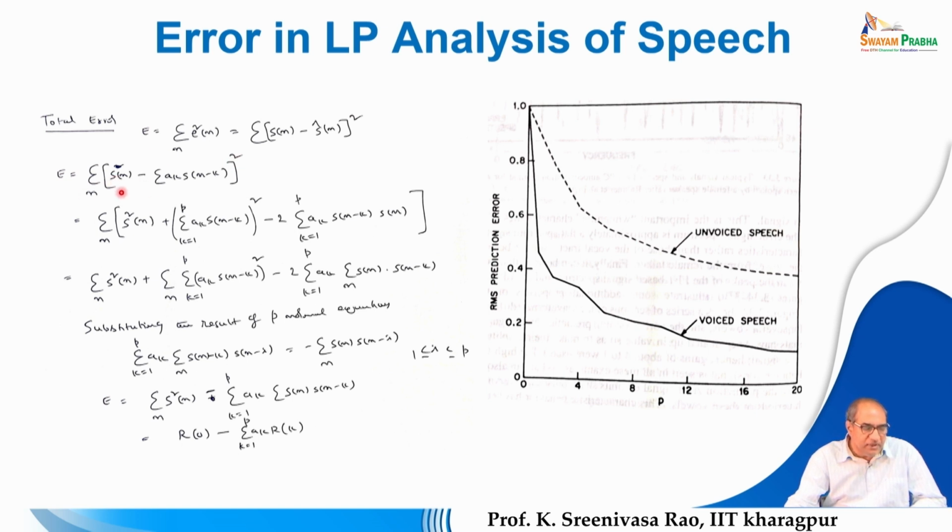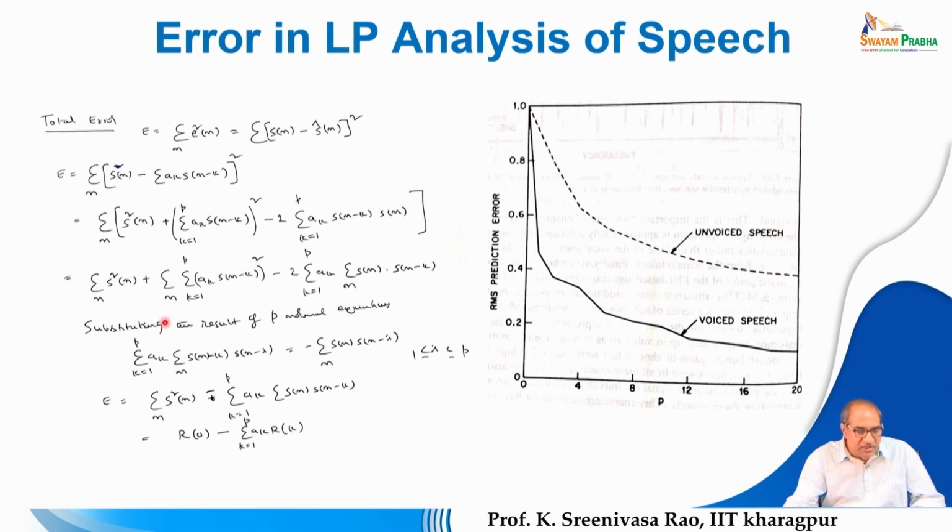If you further simplify the squared error, by substituting the results we achieved in the autocorrelation analysis, or in the computation of LP analysis, we got an intermediate result. By solving this expression we can get the LP coefficients.